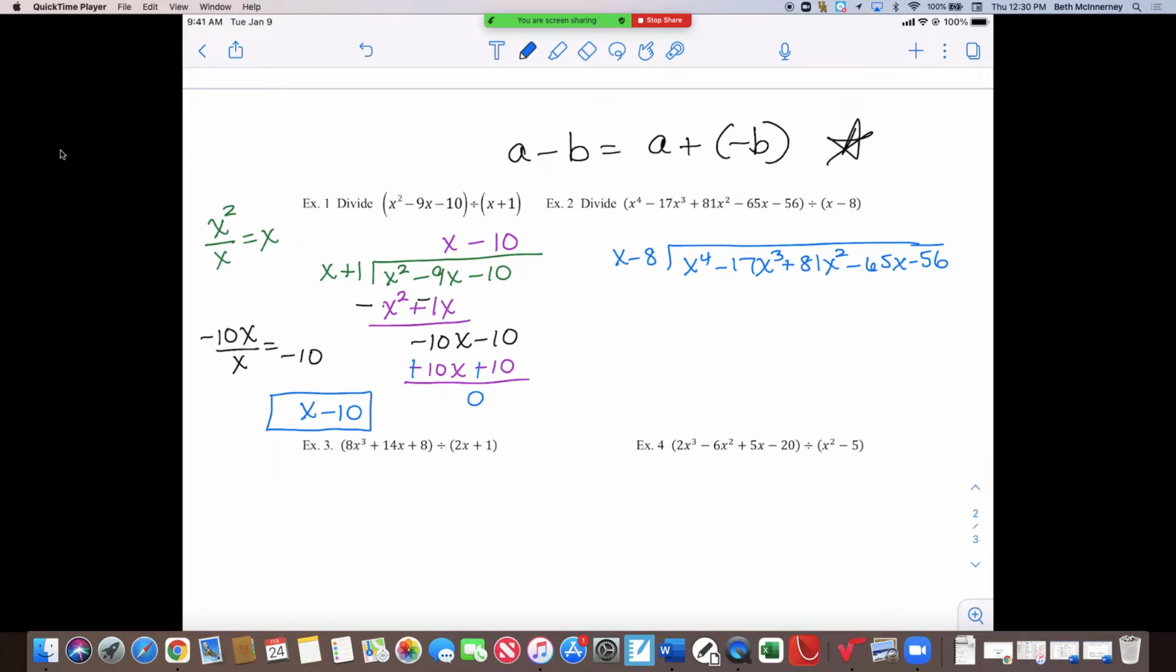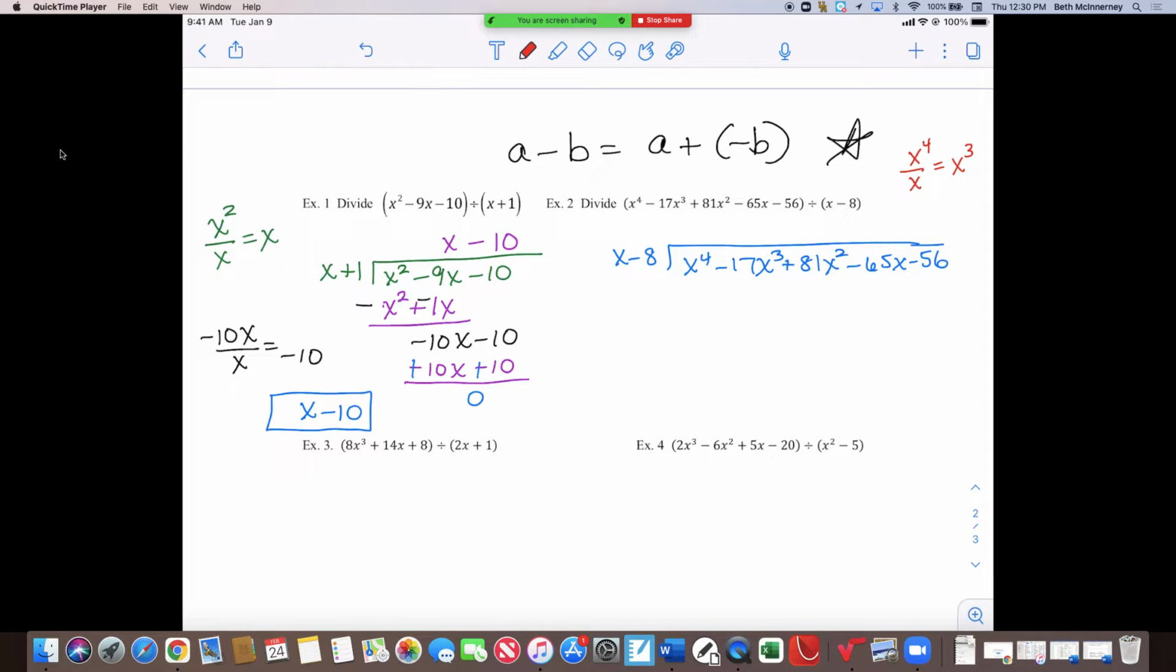And again, I'm trying to go nice and slowly here. So watch what we're going to do. We're going to take the first terms. So that would be x to the 4th divided by x, and that's x cubed. And then, can you see, this is so amazing to me.